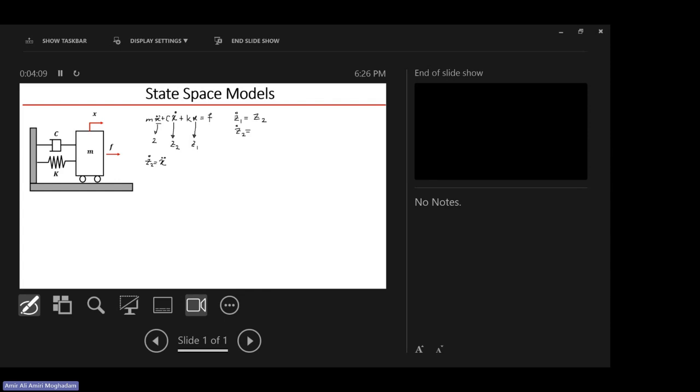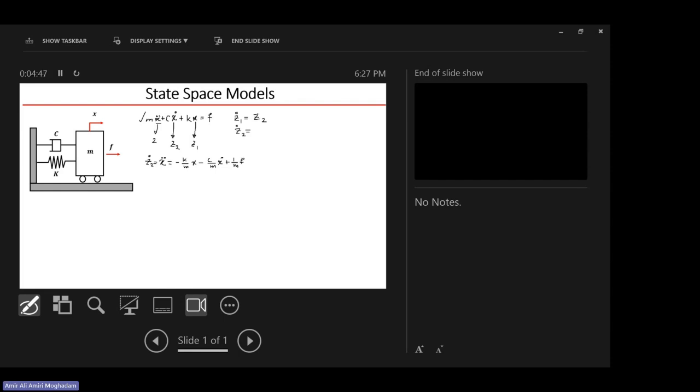So in order for me to find out the value of x double dot, I'm going to use this equation right here and solve it for x double dot. I'm going to move everything to the other side with a negative sign and then divide by m. It's going to be minus k divided by m x minus c divided by m x dot plus 1 over m times f.